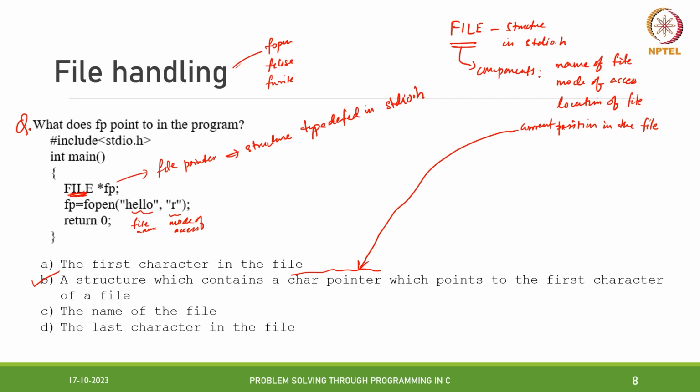Okay, so this is how you open a file. Like you have opened the file called hello. Now if you want to close the file, you write fclose and fp, the file pointer. You just write fclose in braces fp, that is the file pointer. So that will just close the file.